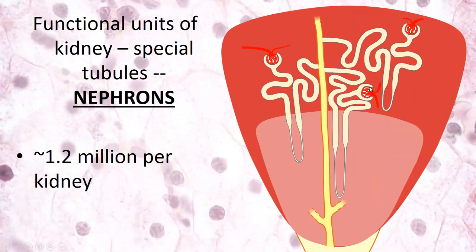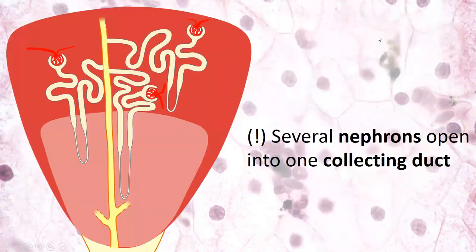Here we can see nephrons. So nephron is the structural and functional unit of the kidney. And we have more than 1 million nephrons inside each kidney. Here we can see nephrons.